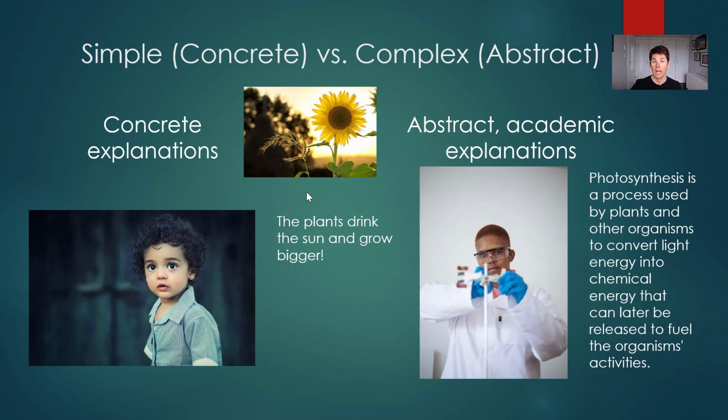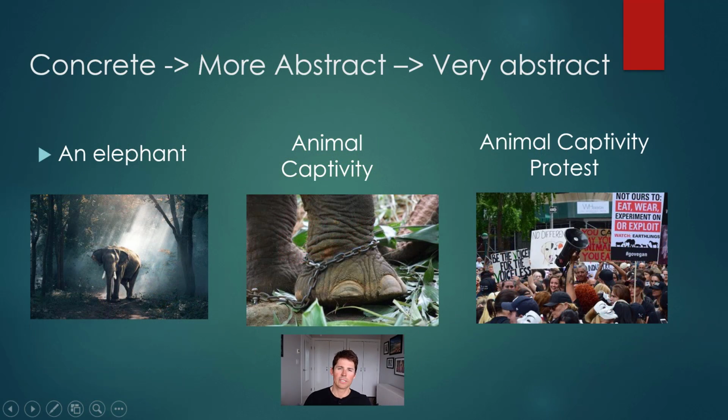point. However, if you were talking to an academic or a scientist, you would likely be providing more abstract academic explanations. For example, photosynthesis is a process used by plants and other organisms to convert light energy into chemical energy that can later be released to fuel the organism's activities. Here's a simple example of how a simple noun that is quite concrete and easy to imagine can be expanded in an increasingly abstract way to encompass more and more complex ideas.